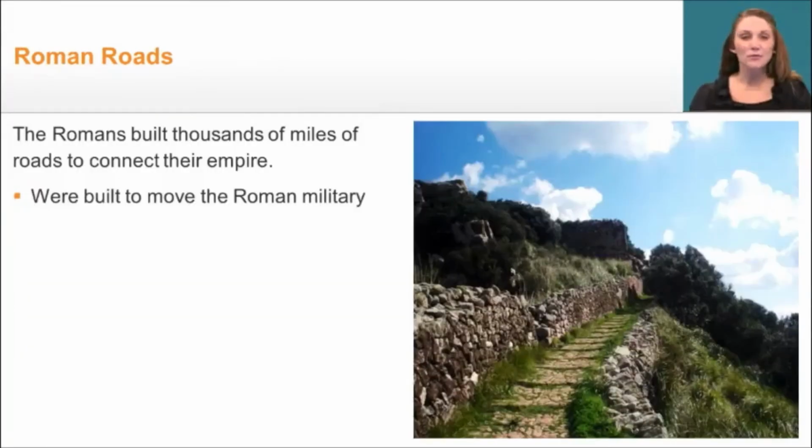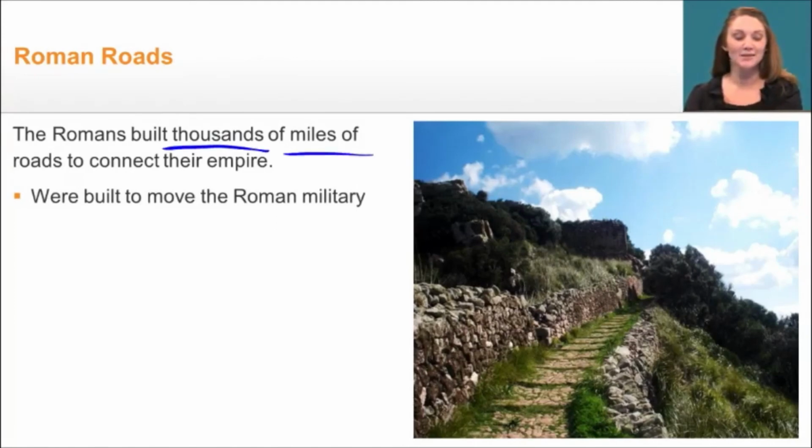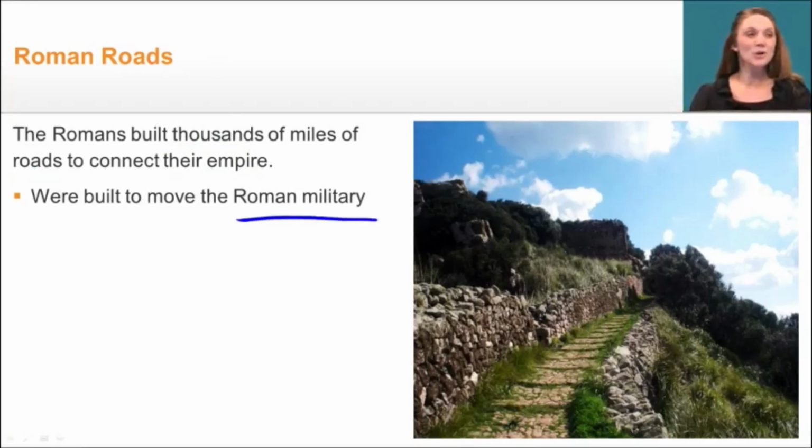The last feat of Roman architecture that you definitely need to know about are Roman roads. Have you ever heard the saying, all roads lead to Rome? Well, it's actually true. The Romans built thousands of miles of roads to connect their empire. They were originally built to move the Roman military. However, they also helped to govern the empire and help trade flourish.